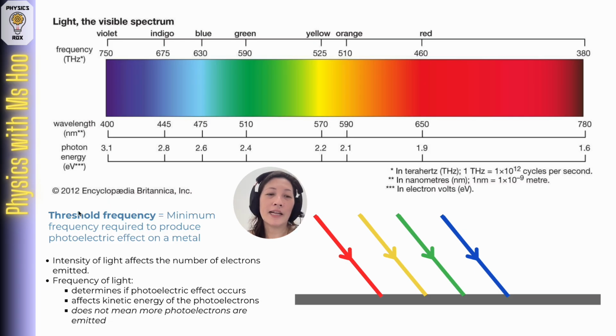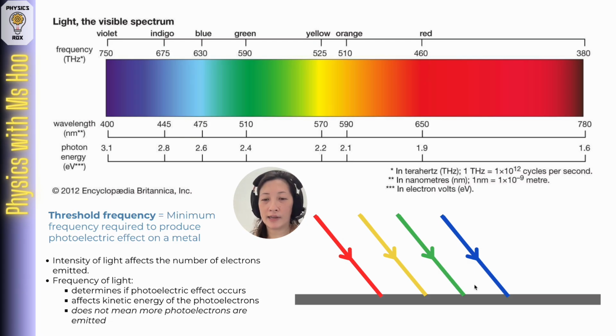So, let's recall, threshold frequency is the minimum frequency required to produce the photoelectric effect on a metal. You must be very clear about the difference between intensity and frequency. Intensity of light affects the number of electrons emitted, while the frequency of light determines whether or not the photoelectric effect even occurs and thereafter affects the kinetic energy of the photoelectrons. This does not mean that more photoelectrons are emitted.